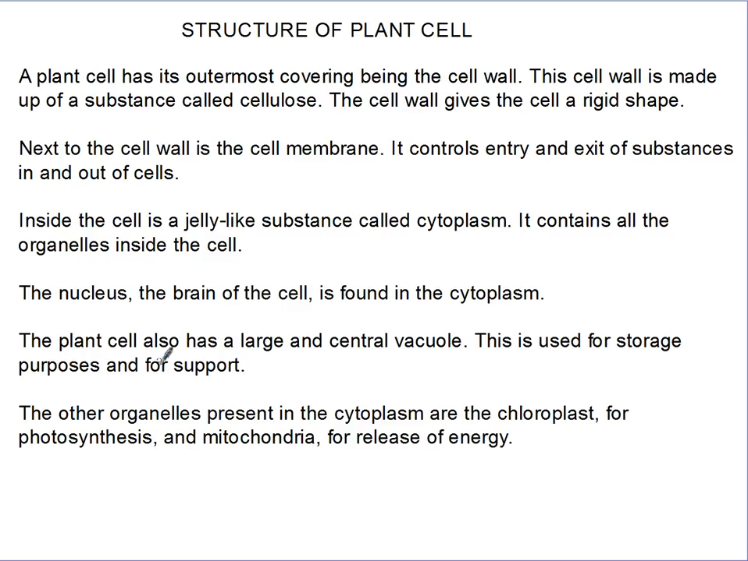The plant cell also has a large and central vacuole. This is used for storage purposes and for support. Now, when the vacuole is fully filled, it gives the plant a turgid or a strong nature. It gives the plant cell a strong nature. Other organelles present in the cytoplasm are the chloroplast for photosynthesis and mitochondria for release of energy.